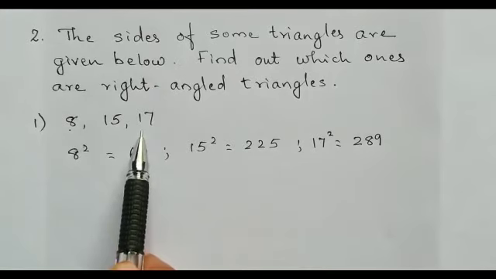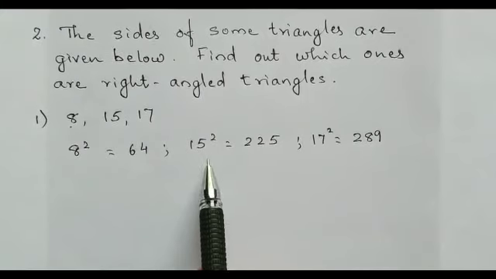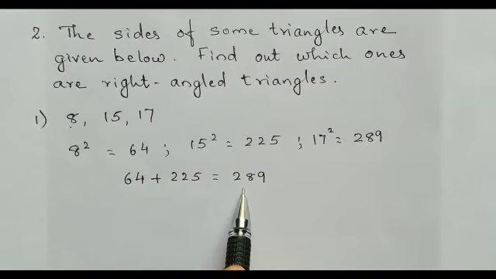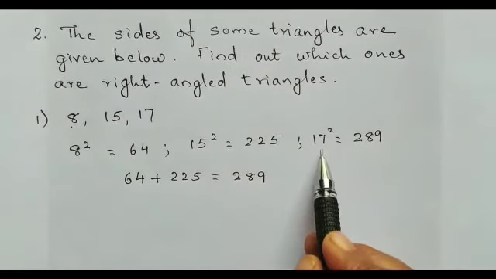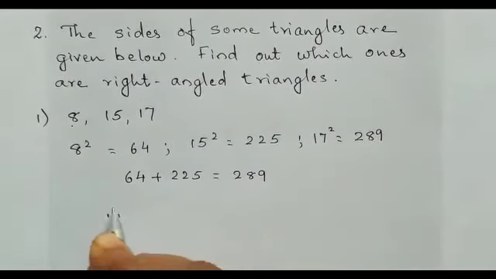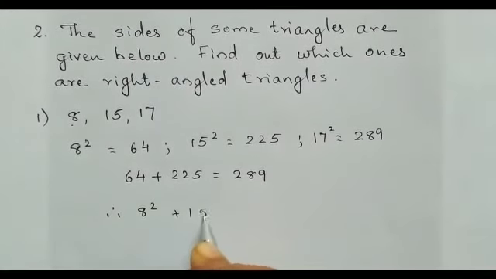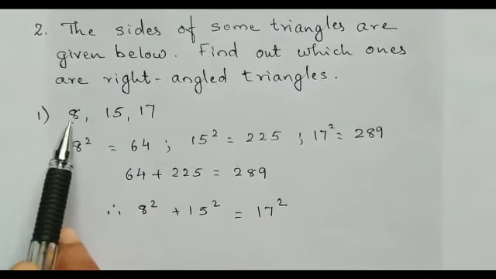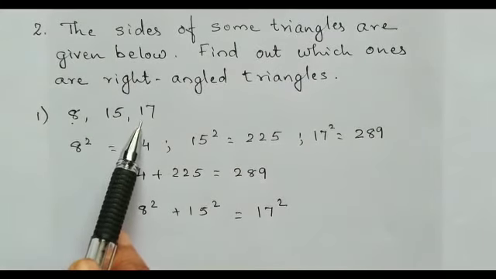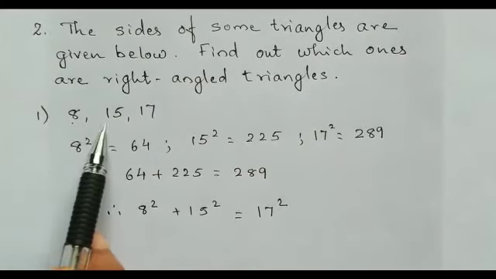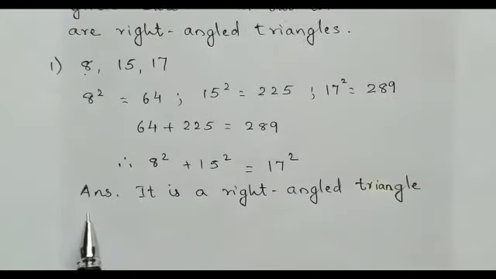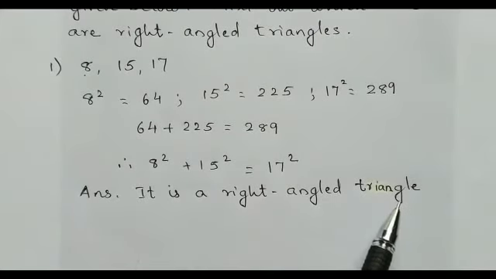Which is the longer side? Yes, 17 is the longer side. So let us see the total of 8 square and 15 square. 64 plus 225 is 289, which is the same as 17 square. So therefore 8 square plus 15 square is equal to 17 square. This means that the numbers 8, 15 and 17 is a Pythagorean triplet. Now since this is a Pythagorean triplet, these measures would form a right-angled triangle. So the answer is, it is a right-angled triangle.